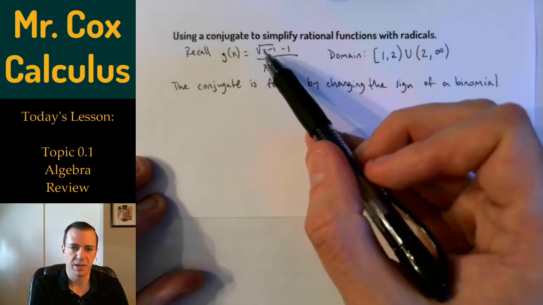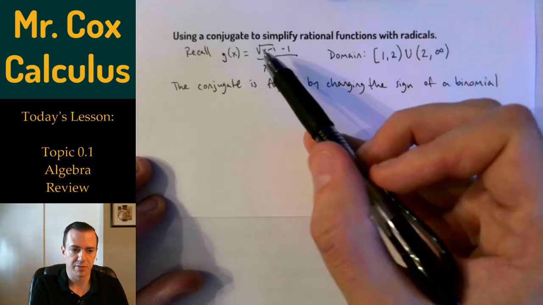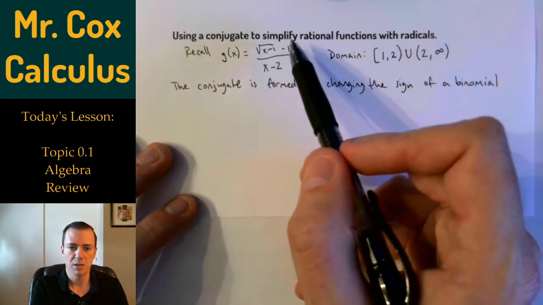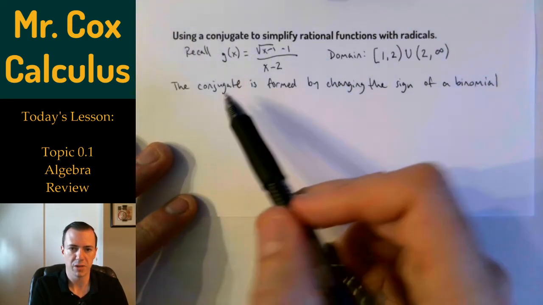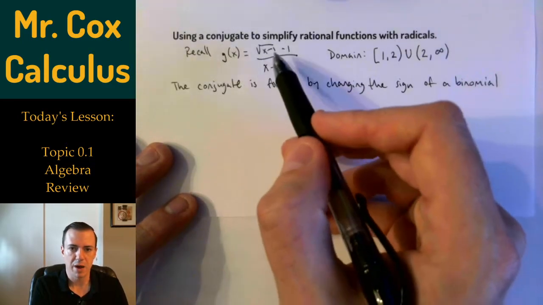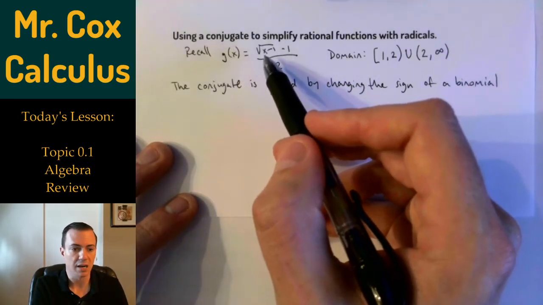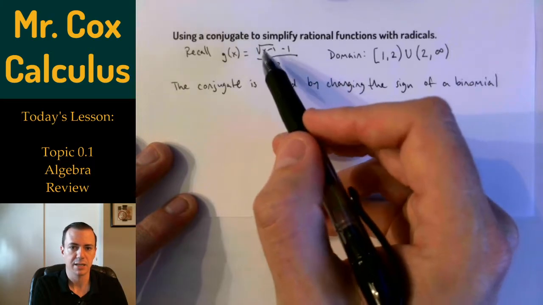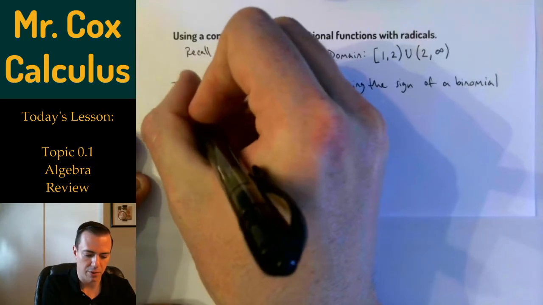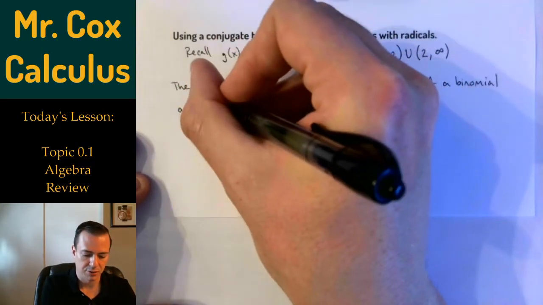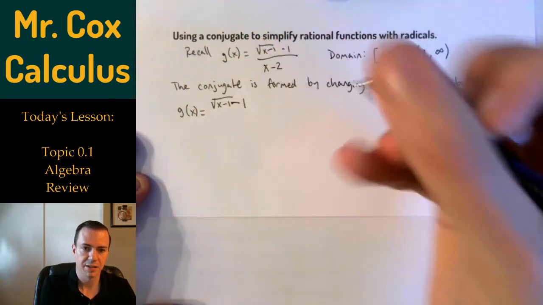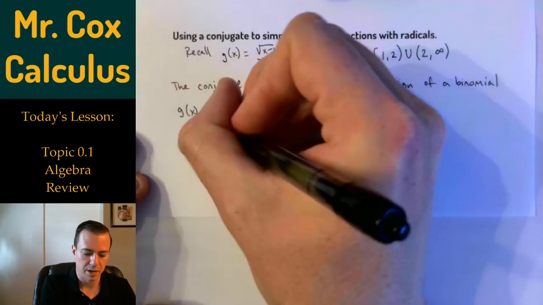The binomial here, the square root of x minus 1 is my first term, 1 is my second term, and they're being subtracted. So I'm going to look at this numerator and form the conjugate by changing the sign of this minus sign. Now, the minus sign underneath the radical is not going to change. It's the minus sign that's separating my two terms. So let's take a look at how this is going to break down. I'm going to take the square root of x minus 1, minus 1, all over x minus 2.